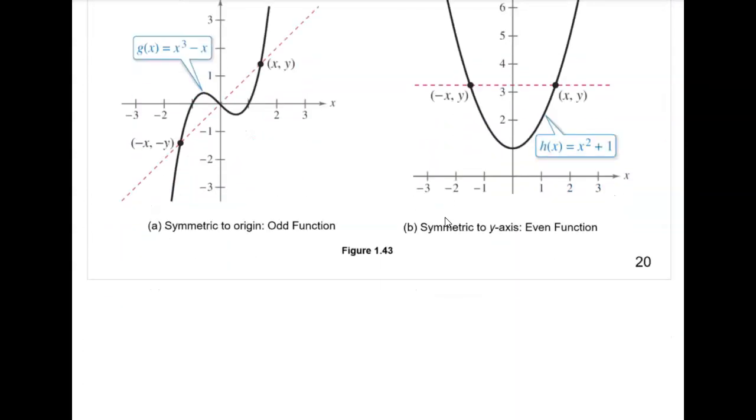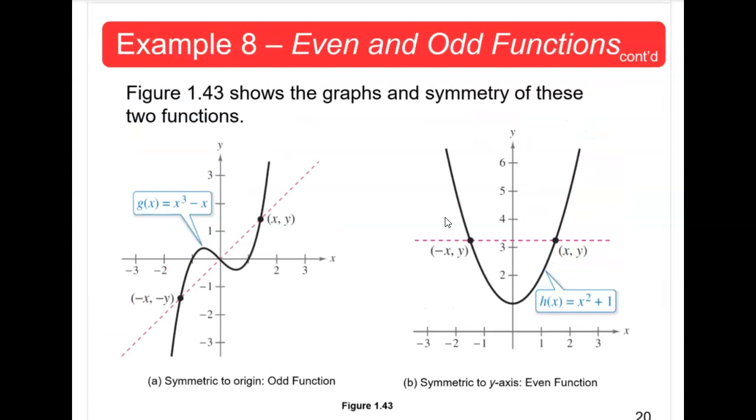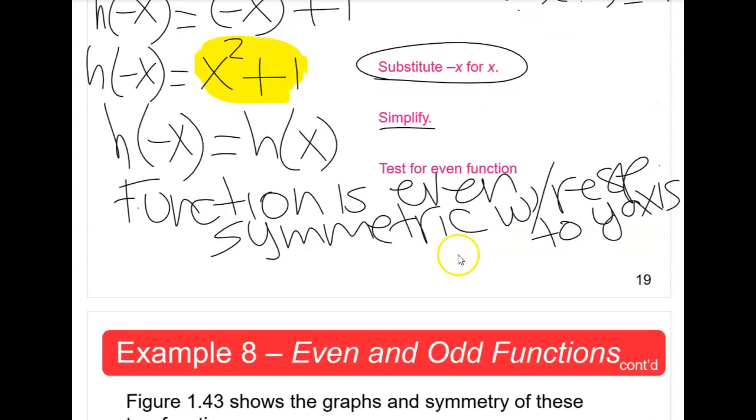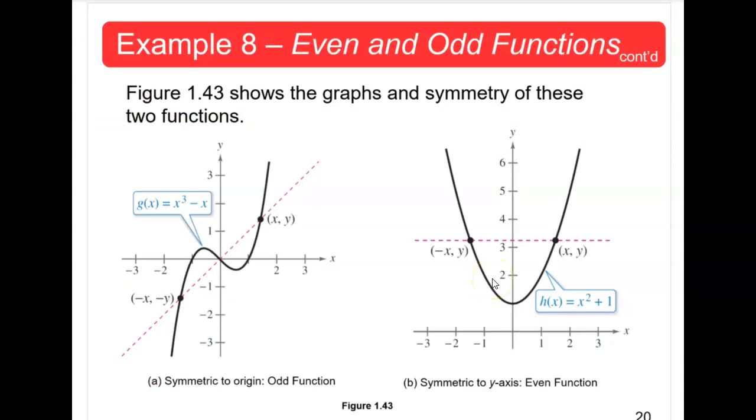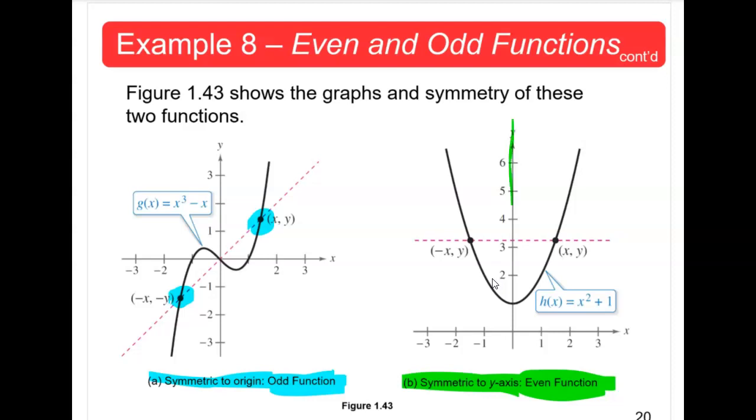Okay, so right here on the last slide are just the graphs of the two examples that we did. You can see that we found the cubic function to be odd, with symmetry with respect to the origin, which we already wrote down. And you can see those points there. Both x and y change to their opposites. And then the other one was an even function, symmetric with the y-axis.